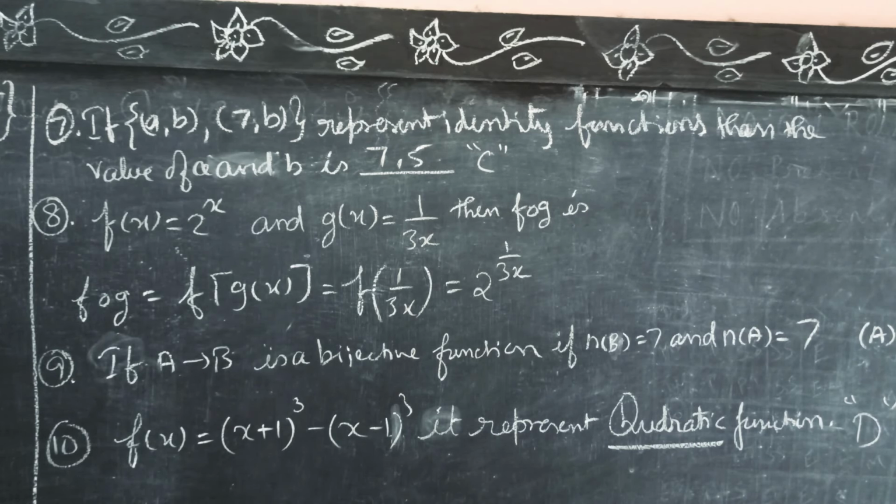Question number 9: if A to B is a bijective function, n of B is equal to 7, n of A is equal to 7, then the option given is A. If f of x is equal to this, it represents what function? Quadratic function, because while calculating x cube will cancel with x cube, so we will be left with a quadratic function, as the option is D.